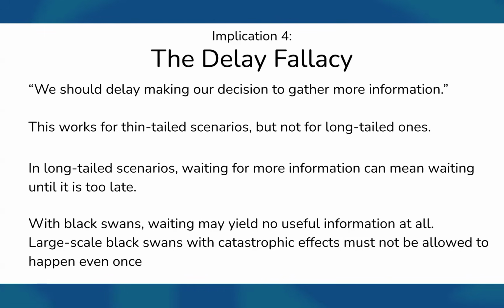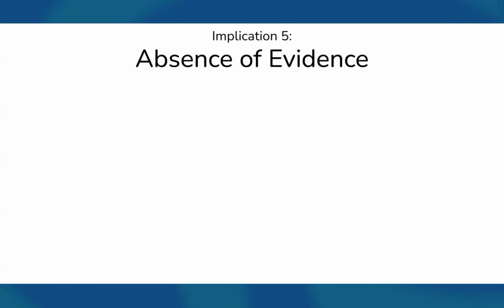Large-scale black swan events should not even be allowed to happen once. If you wait for more information, you might be waiting for the sudden shock or the sudden event or catastrophe to happen, in which case the information is not useful anymore because the catastrophe has already happened. So the typical approaches that work for more standard scenarios require one to be more precautionary when dealing with potential tail events.